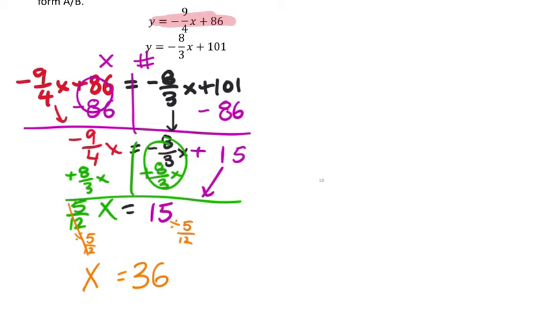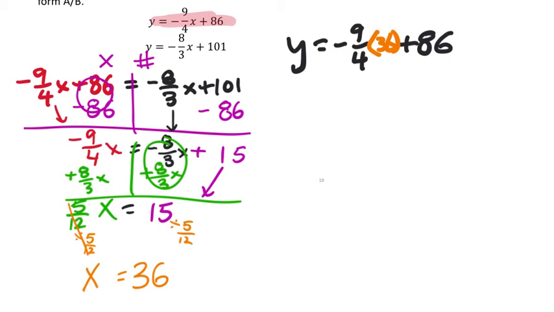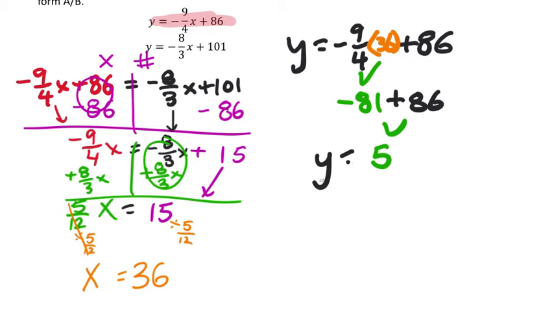So let's go back to, again, it doesn't matter which of the two equations. I'll choose the top one. Y equals, I chose that one arbitrarily. I don't think it's going to make it easier for calculation. It doesn't really matter. And so I'm gonna replace the x with the x value we found at 36. And so let's go ahead and calculate here. Negative 9/4 times 36 should be negative 81. And then plus the 86 there, gonna be 5.